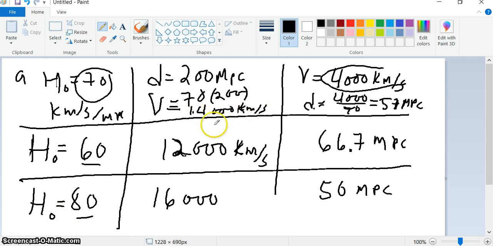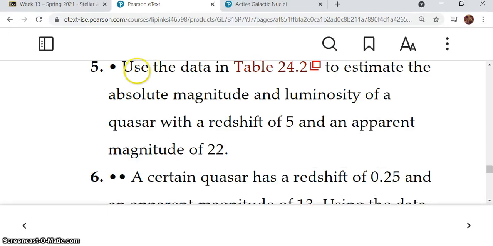Remember, this one does not use relativity. We don't need to use that table, but in the next problems, very soon, we're going to have to use that table. All right, so here's number 5, and as you're going to see, number 6 we have to do this with as well. Use data table 24.2 to estimate the absolute magnitude and the luminosity of a quasar with a redshift of 5 and an apparent magnitude of 22. So those are the two things we've got to remember: the redshift is 5, and the apparent magnitude is 22.